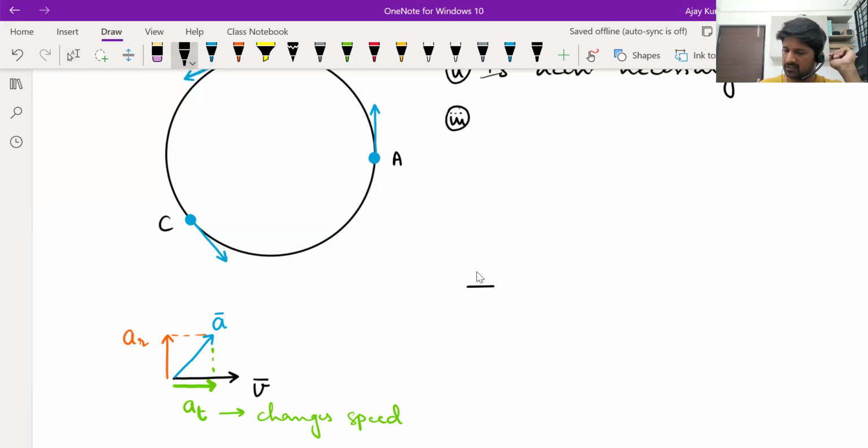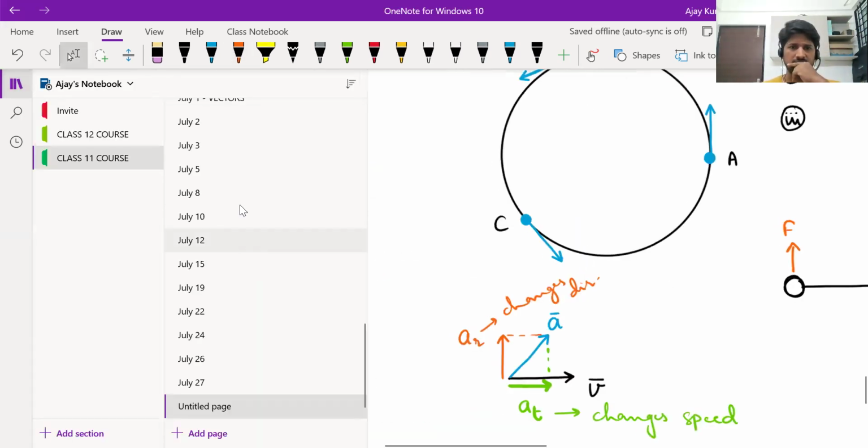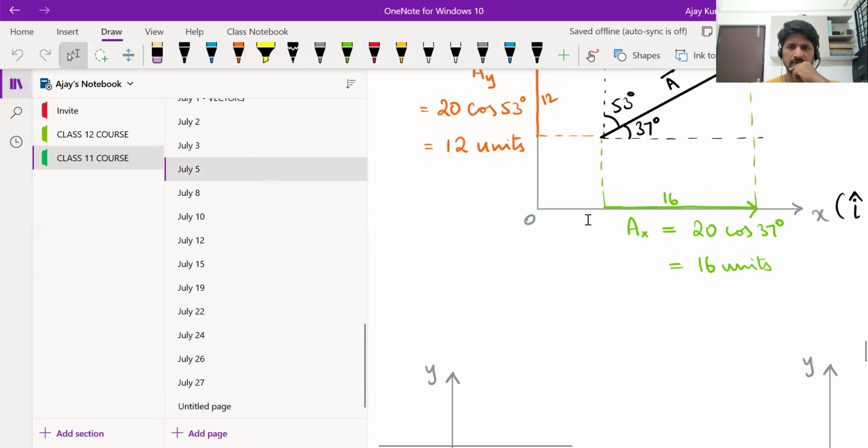If an object is moving like this, some ball or coin, let's say it is moving this way, and you apply a force in this direction. It changes the direction, it deviates from its path. Radial acceleration changes direction of motion.